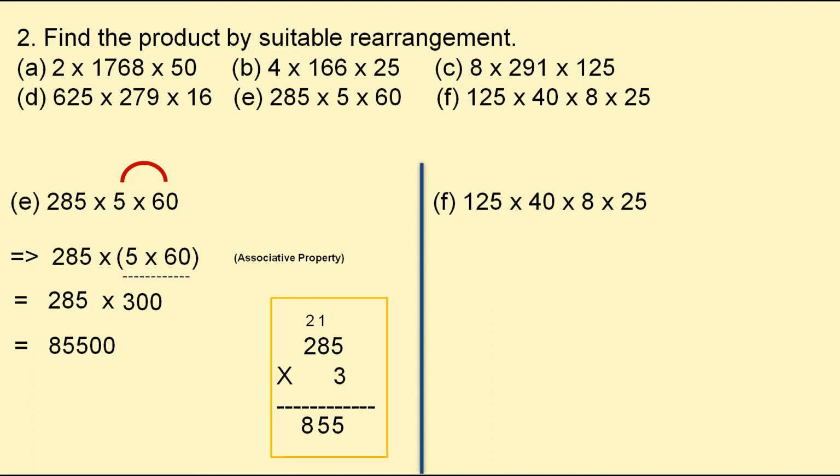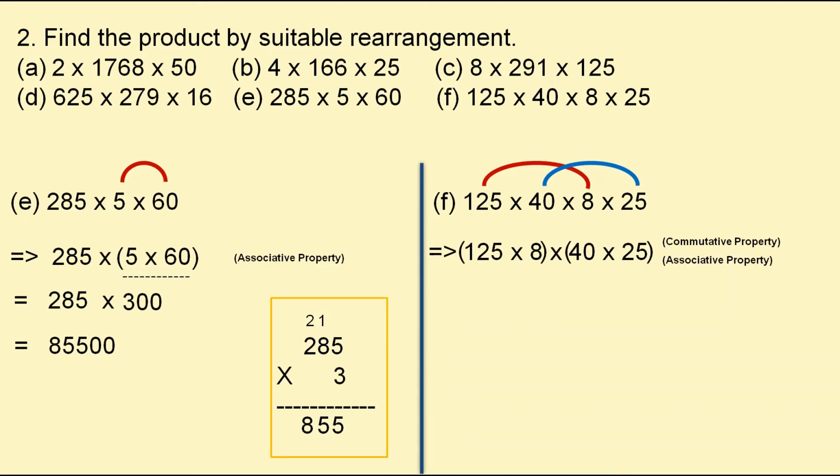Now as we know, 25 4s are 100. So we will make group of 40 and 25 and we will make group of these two numbers. Okay, so first we will arrange the places with the help of commutative property. Now we will make group with the help of associative property.